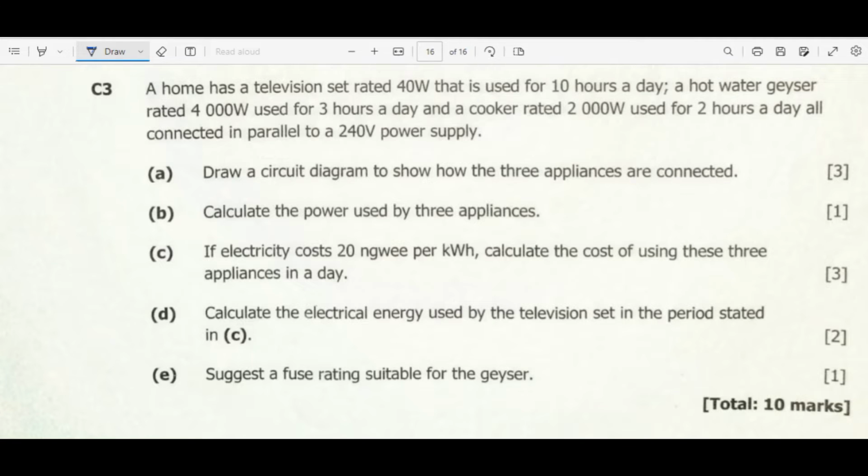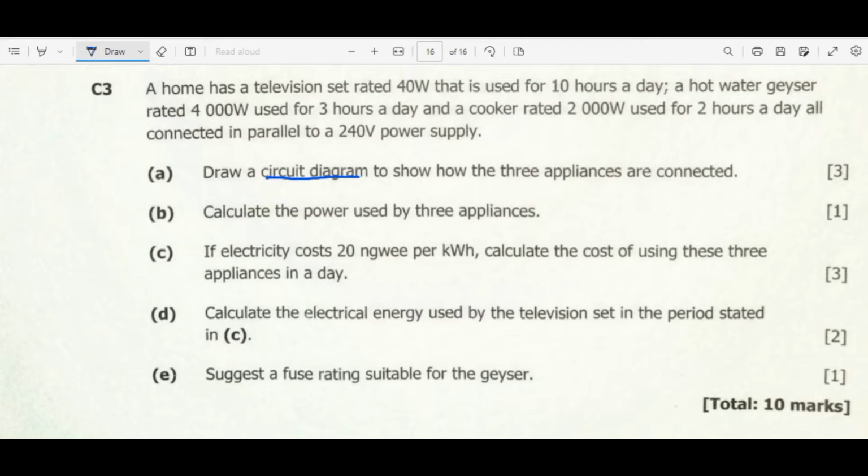Now, the question reads, your home has a television set rated 40 watts that is used for 10 hours a day, a hot water geyser rated 4,000 watts used for 3 hours a day, and a cooker rated 2,000 watts used for 2 hours a day, all connected in parallel to a 240 volts power supply. Right, so question A, we just want to draw a circuit diagram to show how the three appliances are connected.